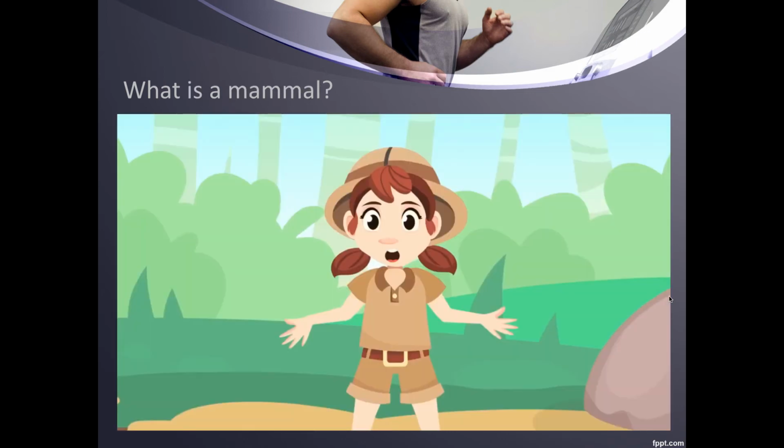Let's start our learning. So I want to start off by answering the question, what is a mammal? And we have a scientist here who's going to fully explain what that is.